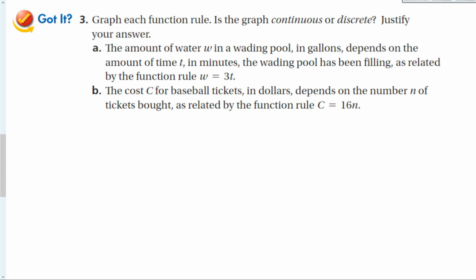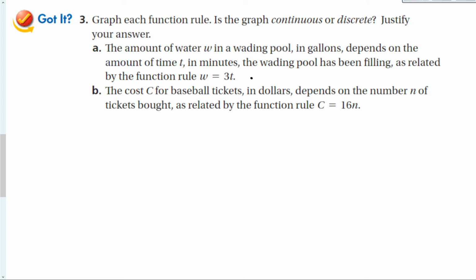The amount of water in a wading pool in gallons depends on the amount of time the wading pool has been filling. So if you can visualize that situation, you could stop filling the water at any time you want. You could stop filling it at 1 minute, 2 minutes, 3 minutes, half a minute, 5.5 minutes. Okay, you can stop filling anytime you want, so that is a continuous function. So the first one is continuous.